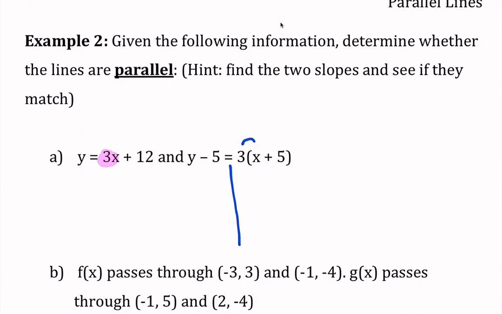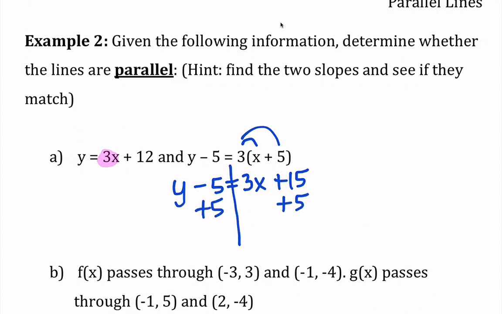So let's distribute. 3 times x is 3x. 3 times 5 is a positive 15. My other side will fall down. To get y by itself, I'm going to get rid of a minus 5, so I'm going to add 5 to both sides. So that's going to leave me with y equals 3x plus 20. So now that y is by itself, I look next to the x. So are these two slopes the same? Positive 3, positive 3, yes, they are parallel.